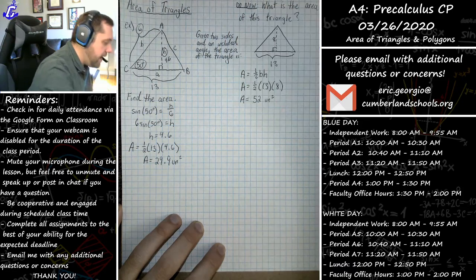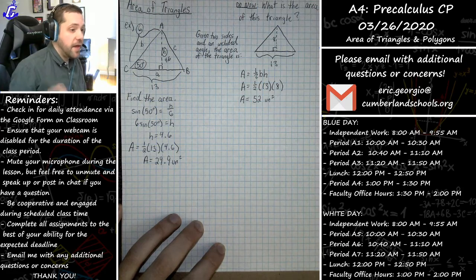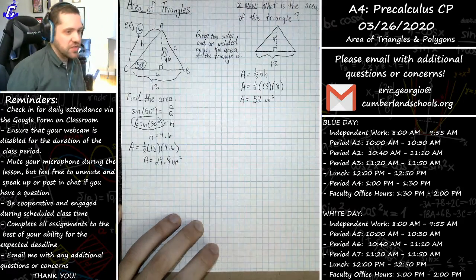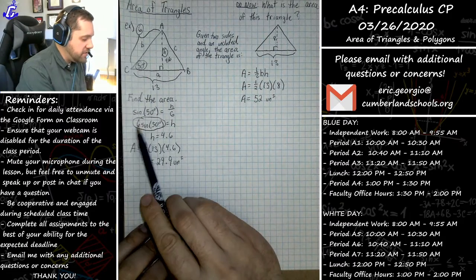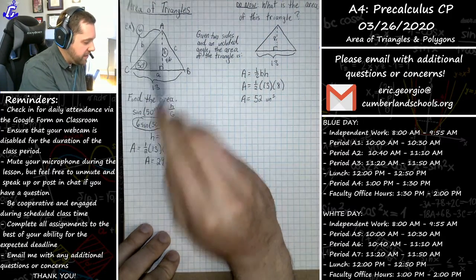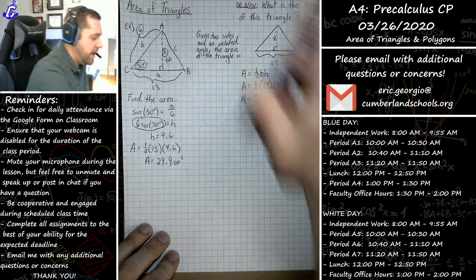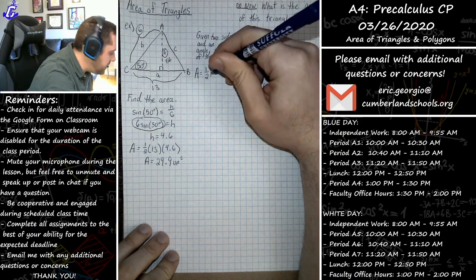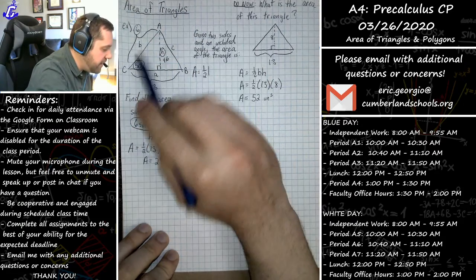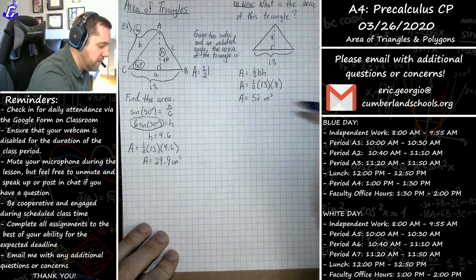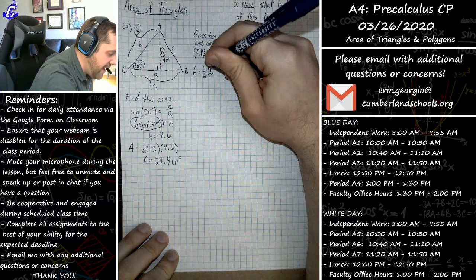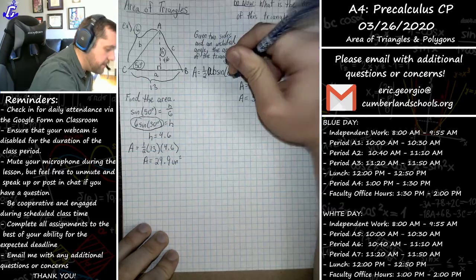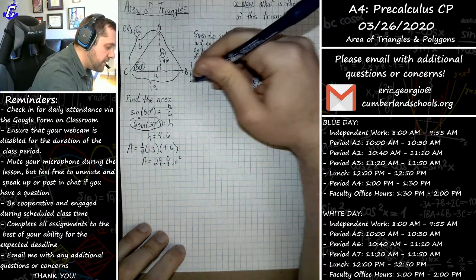can be found by something very similar to 1/2 base times height, but now instead of this value h, the height, we're just going to substitute this side length times the sine of this angle. So your area formula would be 1/2 times the base times this side times the sine of this angle. The way that's usually written is a b sine of c. Put that in a box.